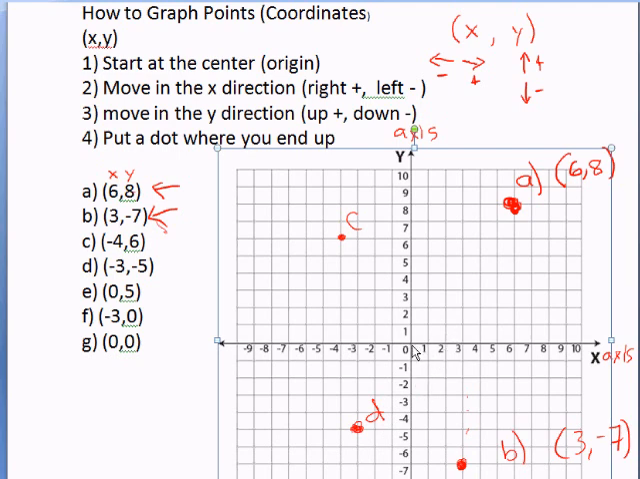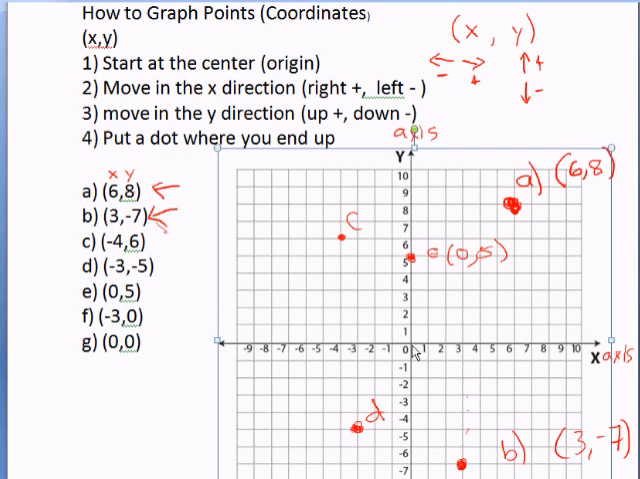E, so we start at the origin. The x direction is 0. That means we go right or left 0. We stay right where we're at. The y direction is positive 5. That's up 5. And then we put a dot. This right here is E. You can label the coordinate if you want. 0, positive 5.